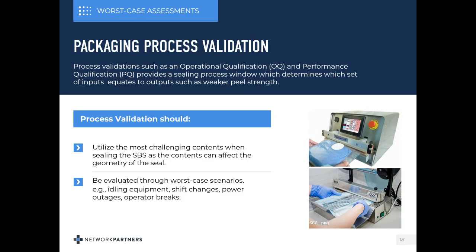So typically when I go through process validations, you want to take into account idling equipment, shift changes, power outages, operator breaks. All this stuff is documented on attachments that go into your report, because again, like I said earlier, if you didn't document the times you did X, Y, and Z, it probably never happened, right? You need to prove that out to an auditor.